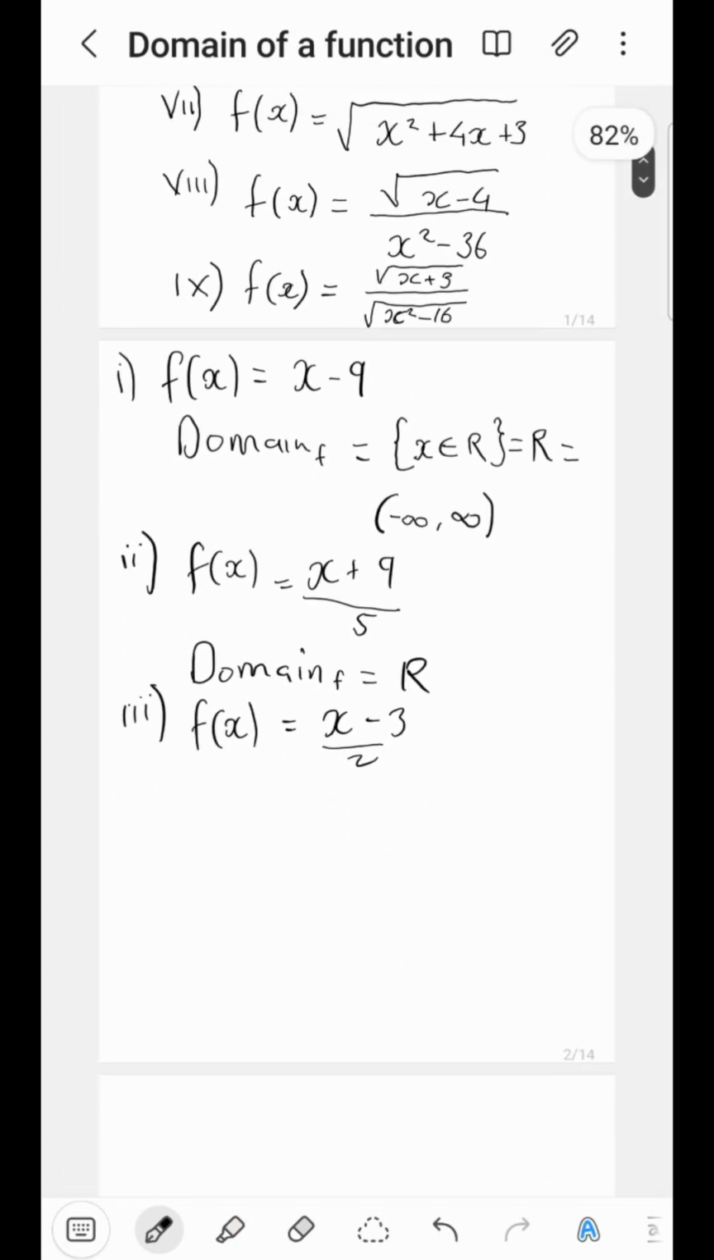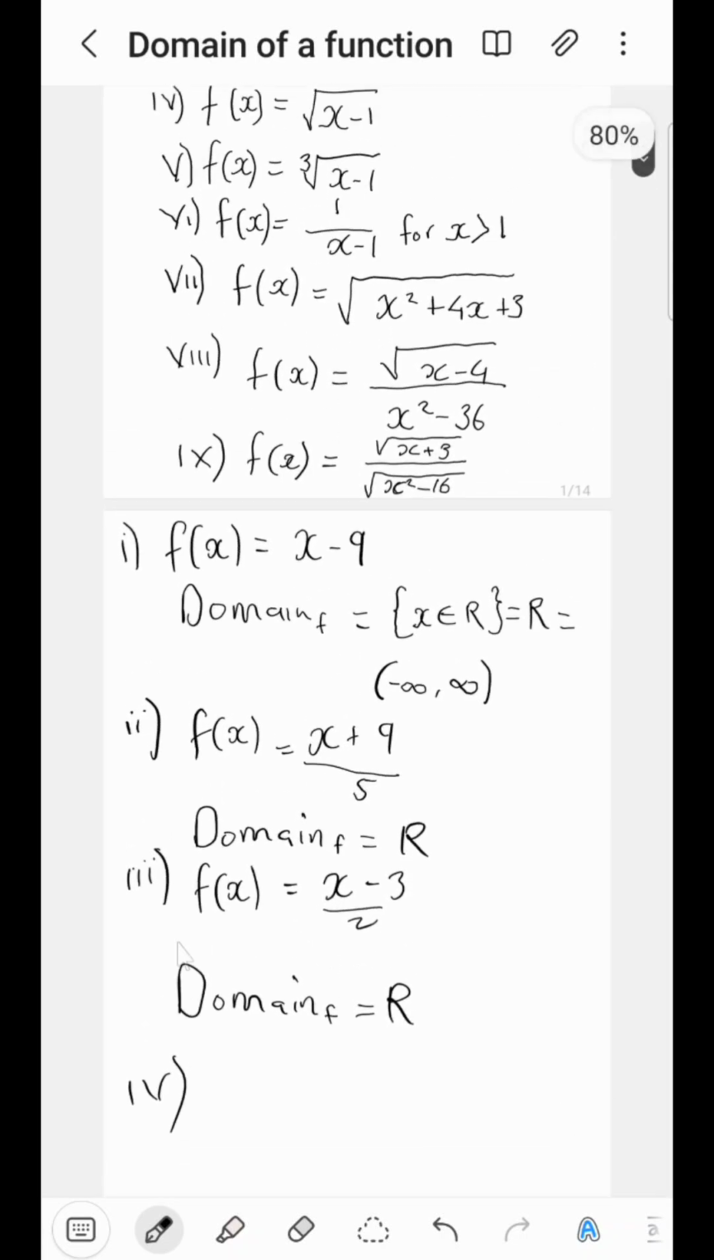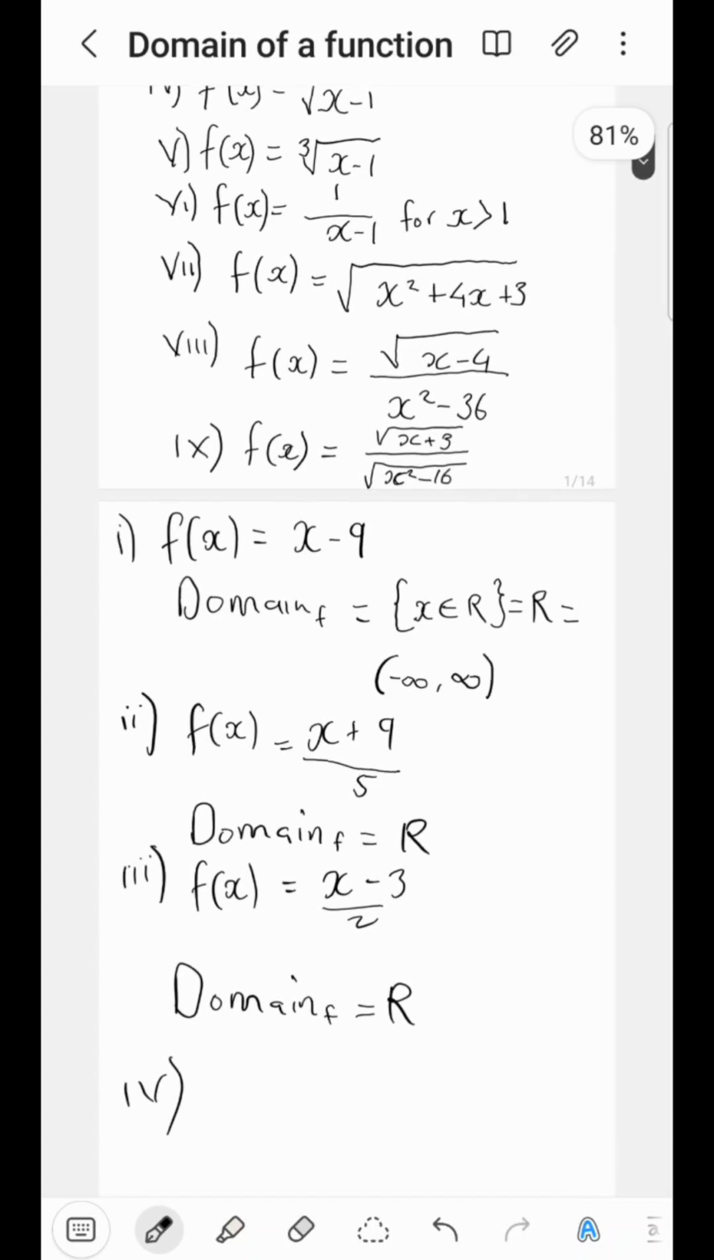Same goes with this one. All the real numbers will make this function to be defined, because it doesn't matter the value you're going to put there, as long as it's a real number, the function is going to be defined. So the domain of f is equal to real numbers. The fourth one. What is our fourth function?